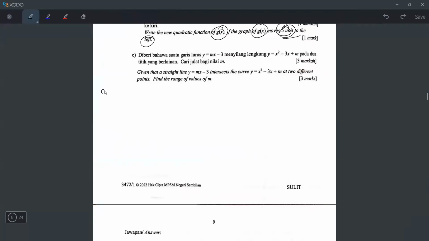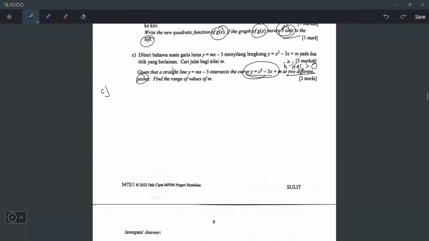Question C says, given that the straight line y equals mx intersects the curve at 2 different points, find the range of values of m. This is a straight line equation. This is a curve equation, and they say they intersect at 2 points. So whenever you see 2 points, it means you will do b squared minus 4ac bigger than 0. But you can't just take this equation and do b squared minus 4ac bigger than 0. You cannot do that because if you do it like this, you are ignoring this straight line. Okay, so what you have to do first is simultaneous equations.